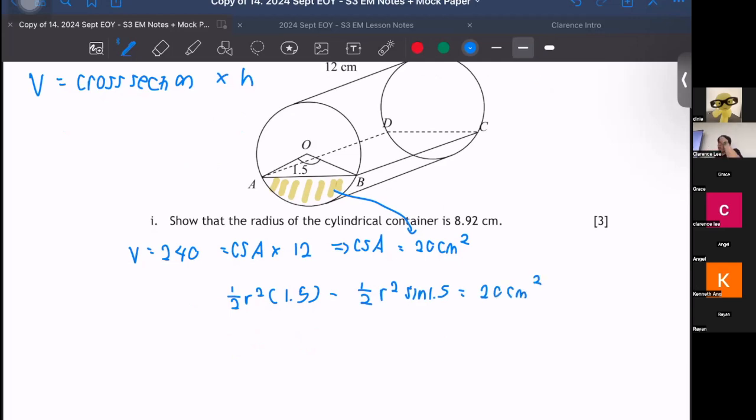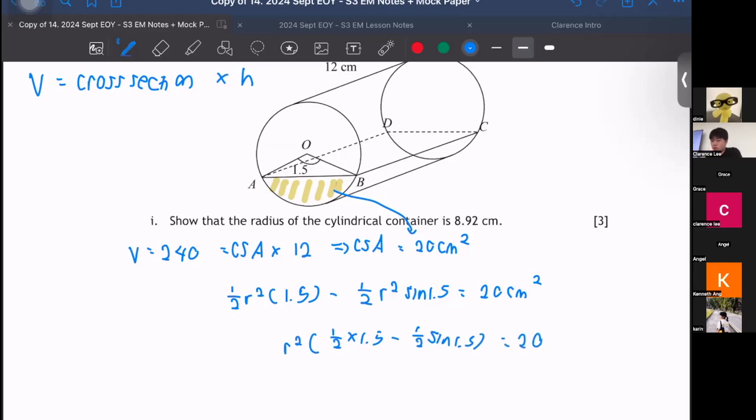And then you must be wondering, how am I going to find r squared? Because you have so many unknowns, right? Very simple. Whatever you're solving for, it's the same concept as algebra. When you want to make D the subject, you factorize out D. You want to solve R, you factorize out R. So you will get 1 over 2 times 1.5 minus 1 over 2 sine 1.5 equals to 20.